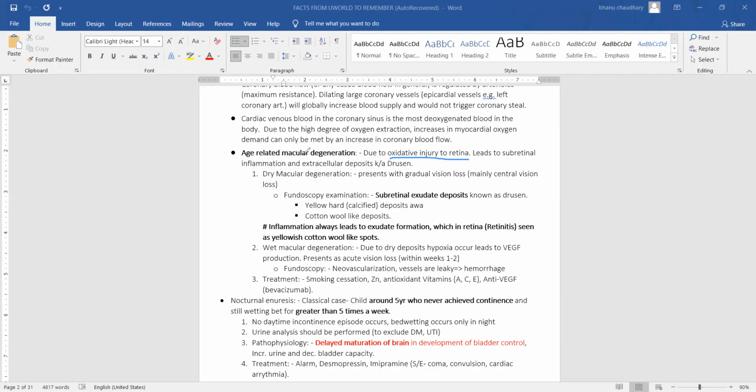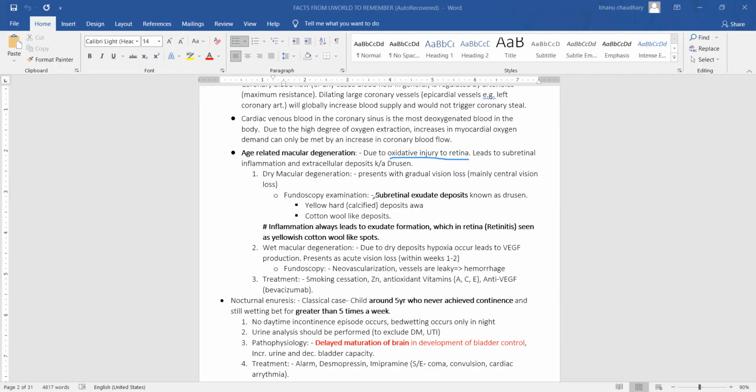All the changes you're going to see in ARMD involve the central vision. The distortion in the vision will happen, and that involves the central vision. The loss of vision will happen, and that again is central vision. So whenever you see a patient who has symptoms that are only limited to the central vision, the distortion, the loss of vision, the color changes, everything, that means it is ARMD.